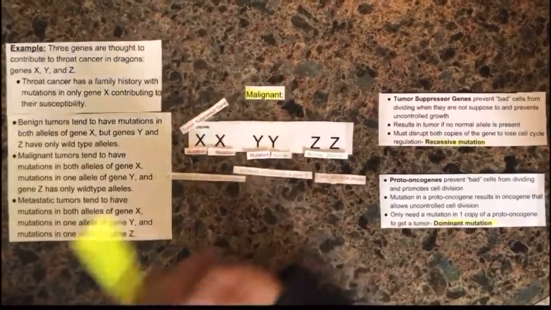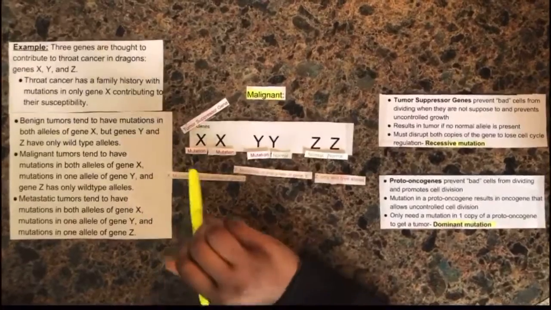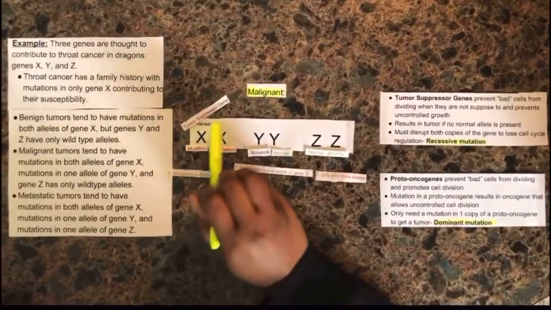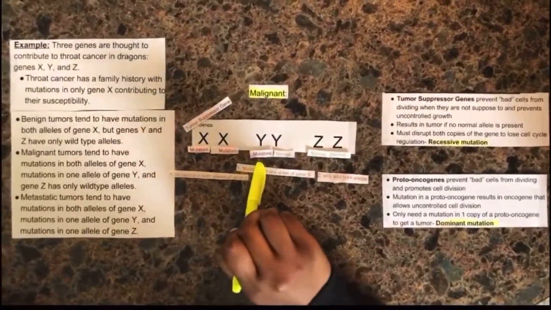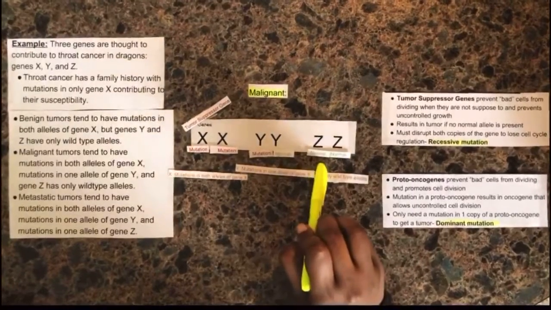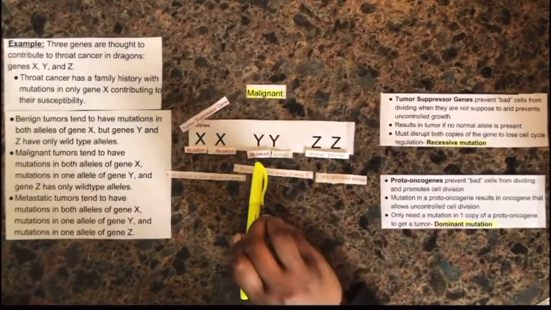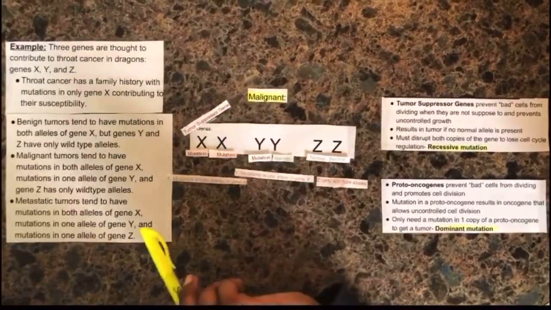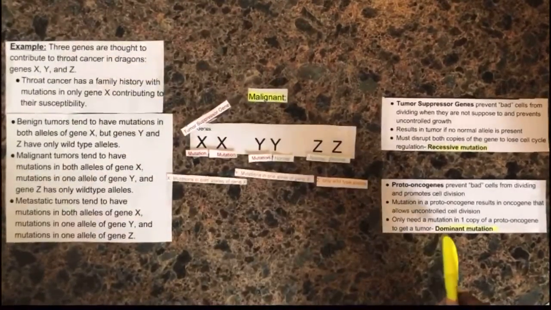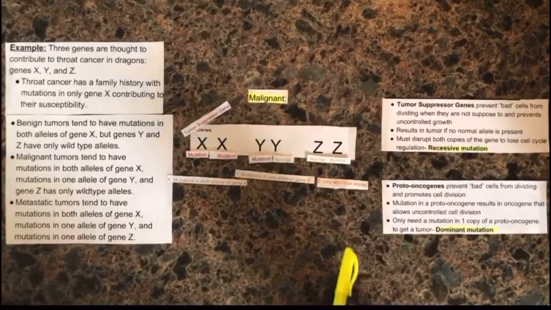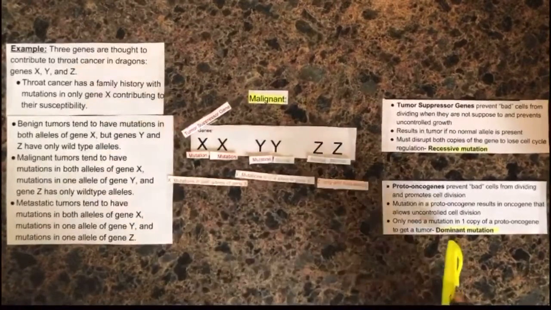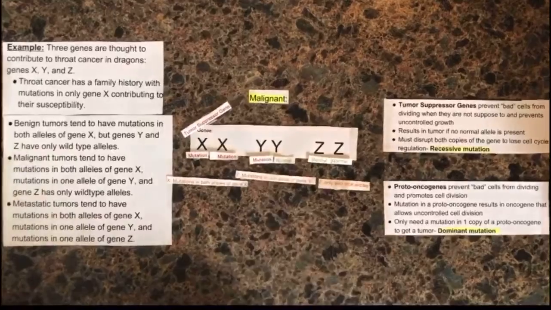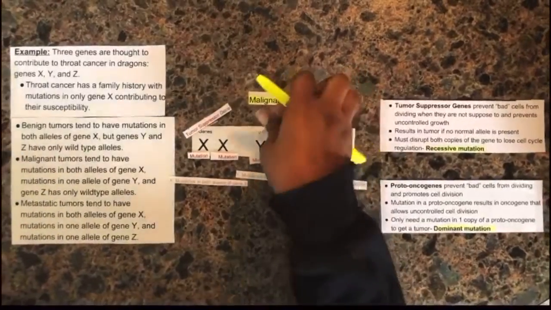In malignant tumors, there tends to be mutations in both alleles of gene X, which we already figured out was a tumor suppressor gene. But now there's one mutation in gene Y, and Z still has no mutations. Since there's one mutation in gene Y that leads to a malignant tumor, we can say that we only need a mutation in one copy of gene Y to get a malignant tumor. This is the dominant mutation, meaning that we can say that gene Y is a proto-oncogene.